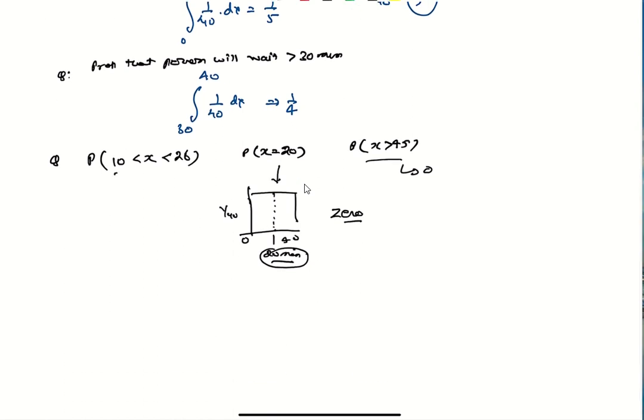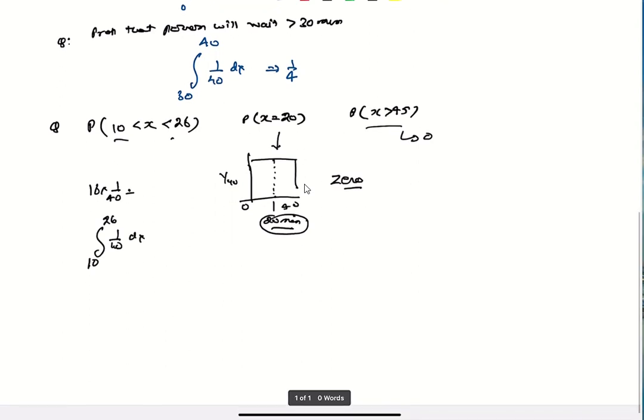So for the range 10 to 26, all you have to do is 16 times 1 by 40. That will give you the answer. Or you can also integrate between 10 and 26 of 1 by 40 dx. That will give you the answer.